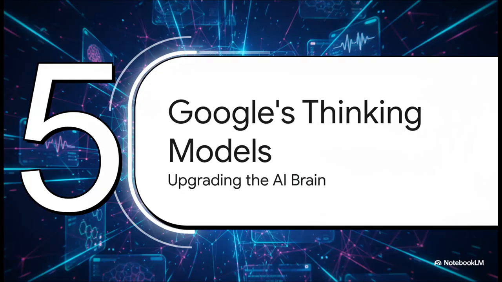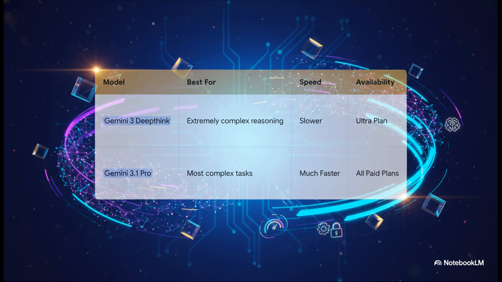All right, and finally, let's look under the hood at the engines that are powering all of this amazing new stuff. Google has released two powerful new core models that are a major upgrade to the AI's brain. This table breaks down the two new brains. The way to think about it is, Gemini 3 Deep Think is like the specialist for incredibly complex reasoning. You'd use it for analyzing dense legal contracts or scientific papers.